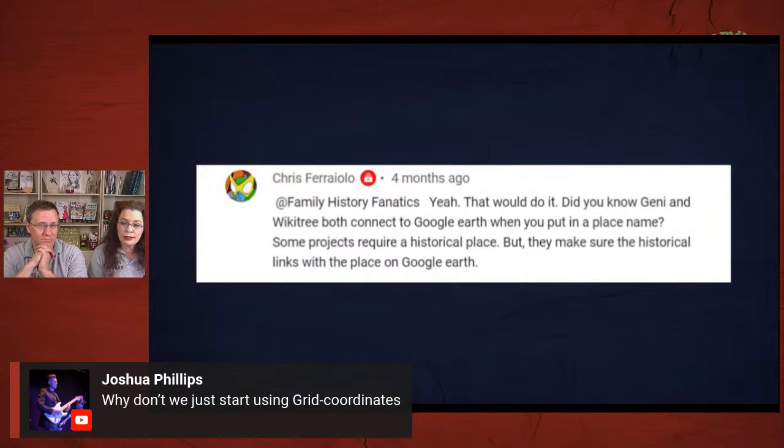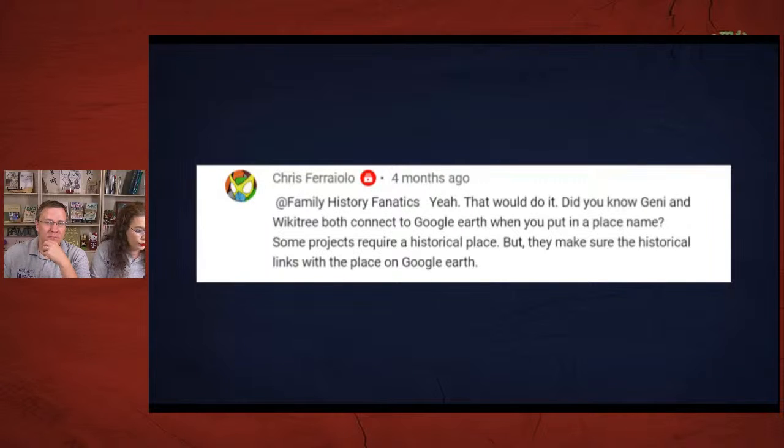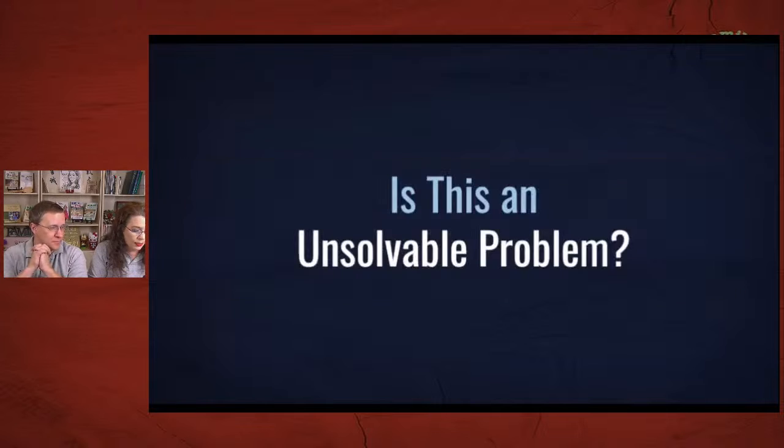Another solution, this is from Chris. He talks about WikiTree connecting to Google Earth. When you put in a place name, some projects require historical places, but they make sure the historical place links with a place on Google Earth. So that is a solution that some people have come up with. So Andy, what are your thoughts on this? Is this a solvable problem?